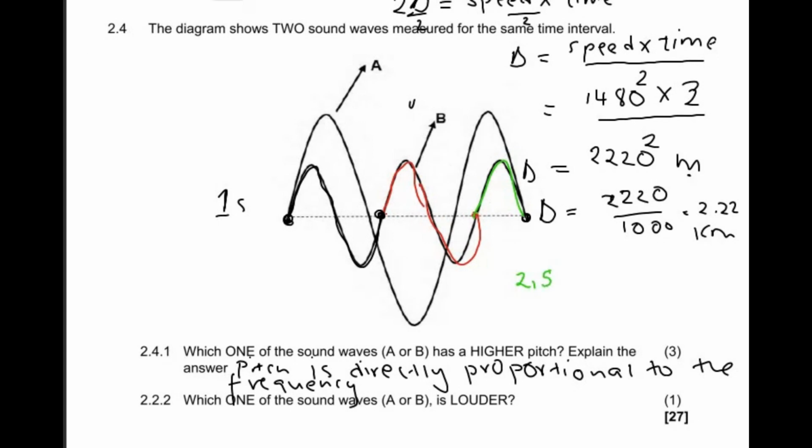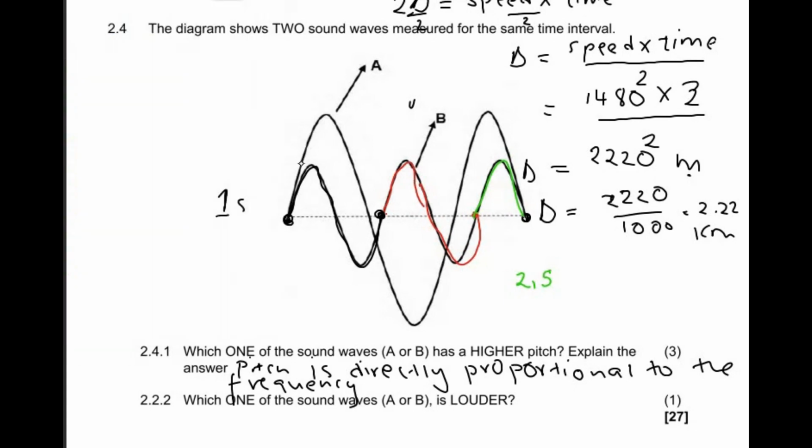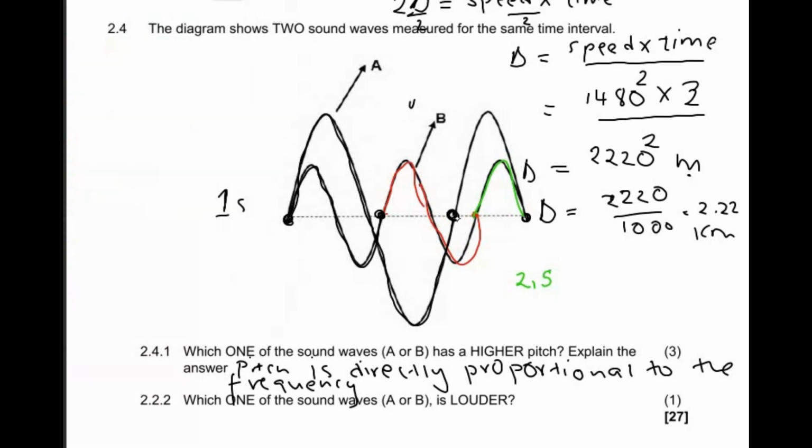But let us have a look at A. For A, we have that wave, it goes all the way down, and then it goes up, so that's the full wave. And then we also have another half wave going from there to there. So A has about 1.5 waves.